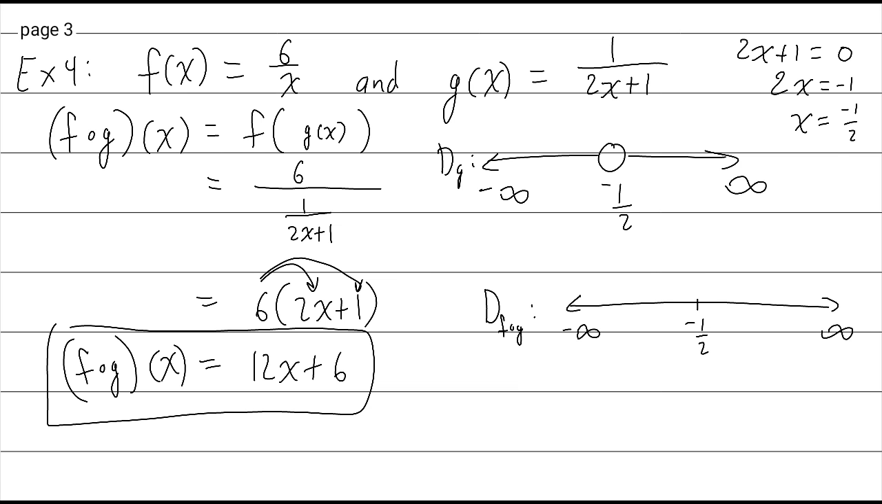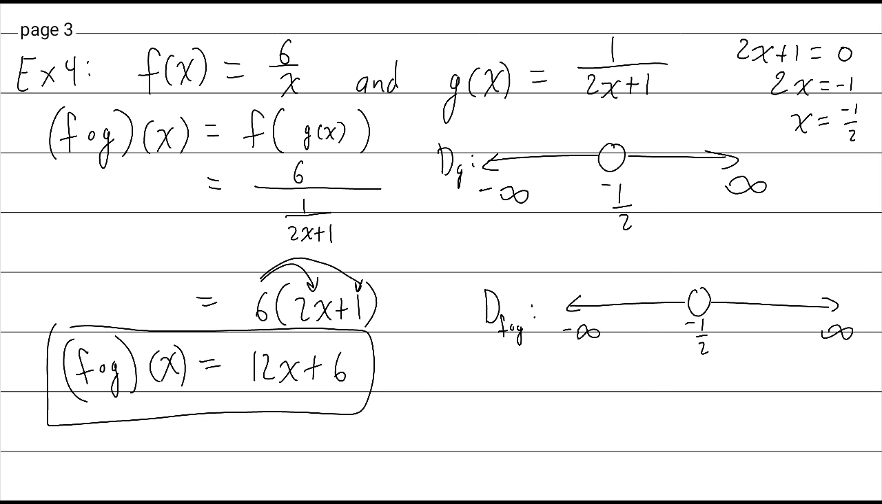Go ahead and fill all that in. Okay, so I steal that one's domain because, again, that's the inside function, so I need to look at that one. And then I decide, okay, do I have any additional restrictions from this 12x plus 6? And no, right? I don't have a fraction anymore, so I don't have to worry about the denominator. I don't have a square root, so I don't have to worry about a negative under a square root.